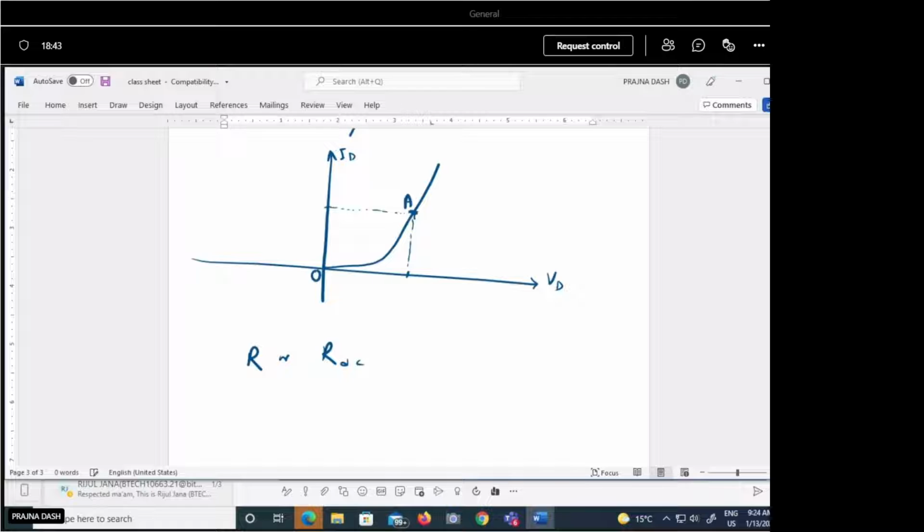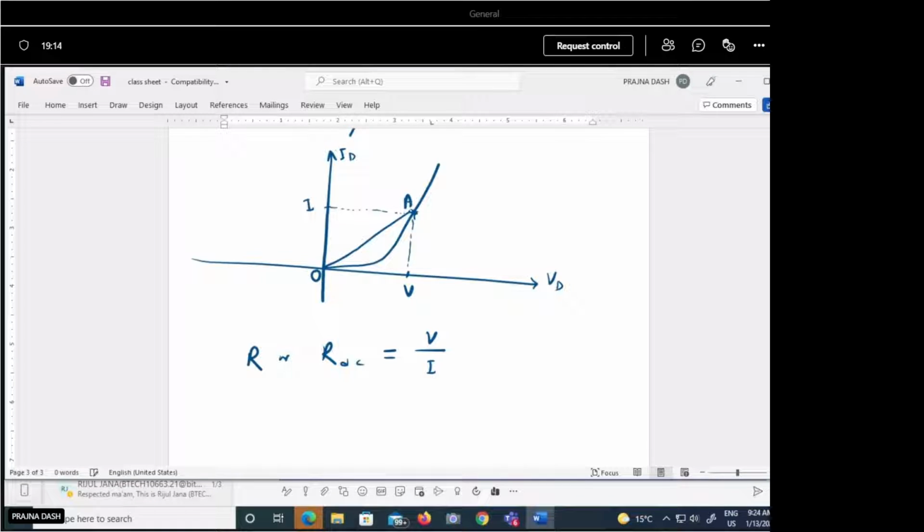So at this particular voltage, let's say V, what amount of current are we getting? That ratio, voltage by current, will be the static resistance or DC resistance of the diode. Meaning at a certain operating point, we get the resistance. Another way to find this resistance is that we join the origin point to this operating point.